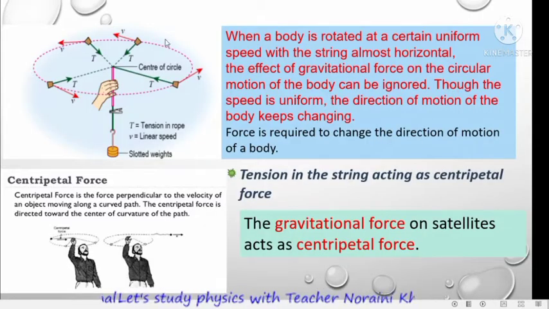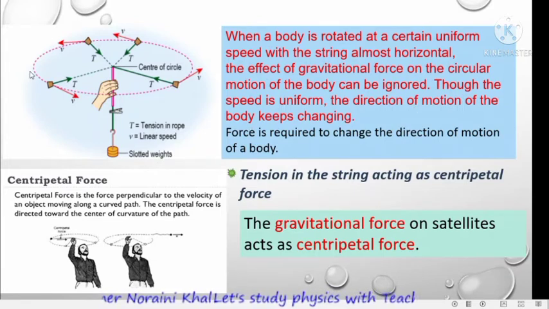Okay, let's look at this situation. We have a straw, and inside there is a string or rope, with a slotted weight hung here. At the end of this rope, we hang a cork. What we do is rotate the cork horizontally like this. When a body is rotated at a certain uniform speed, with the string almost horizontal, the effect of gravitational force on the circular motion can be ignored. Thus, the speed is uniform, but the direction of motion of the body keeps changing.